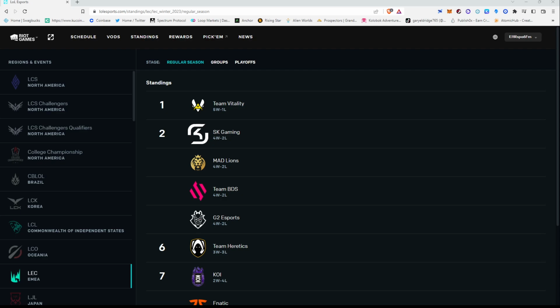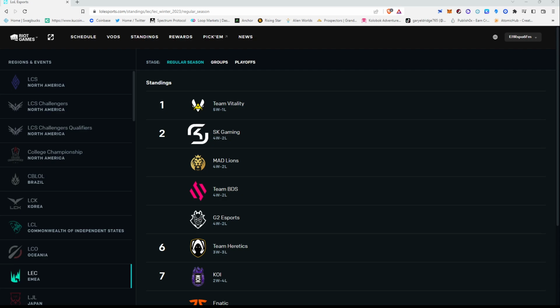Again, SK has Astralis, XL, and Fnatic. Should be three easy games for them. They should end up 7-2. SK will be second or third in this first round robin. Koi has Vitality, G2, and Astralis. Like I said, they could be now 2-6 and have to play Astralis.